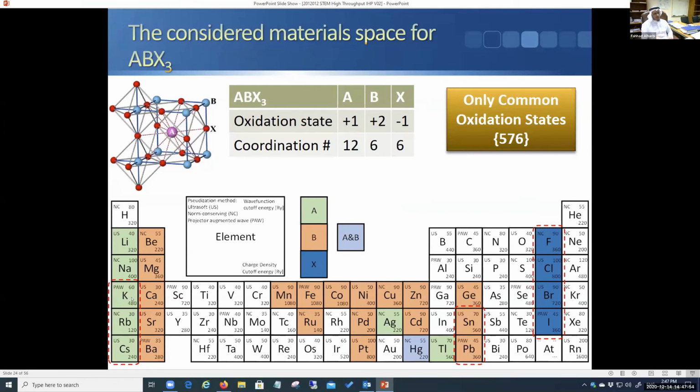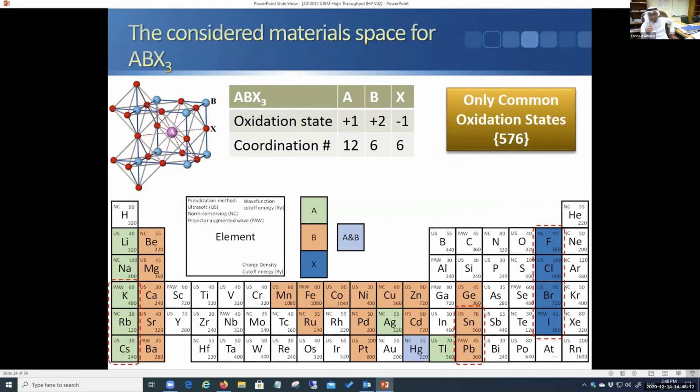The green one shows the A site, and the orange is for the P site. Obviously, the highlights are the X site. And out of these, we can manage to get about 576 possible compounds. This is just for the common oxidation states.